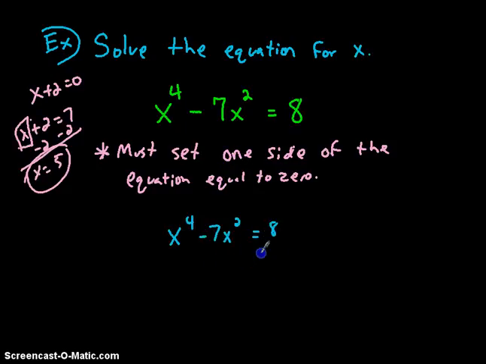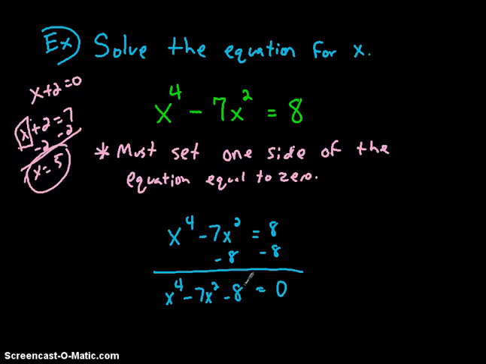So if we rewrote this equation, I could subtract 8 from here, subtract 8 from there. And this side is now 0. And this side is now x to the fourth, subtract 7x squared, subtract 8. And then we pause for a moment and we see if we can factor it.